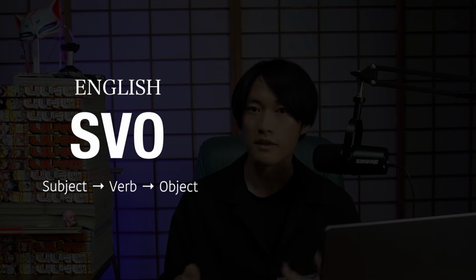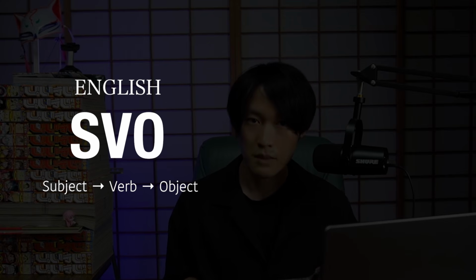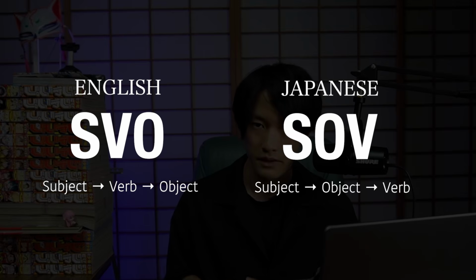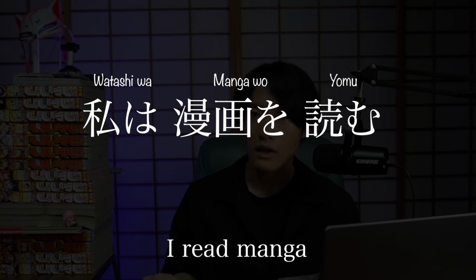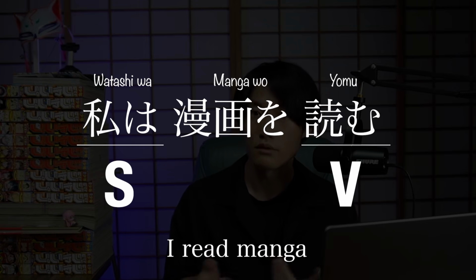In English and in many other European languages, the structure often goes subject, verb, then object. But in Japanese, the basic structure usually goes subject, object, and verb in that order. So you'd say, 私は漫画を読む. I read manga. 私 means I, and 読む is the verb to read.